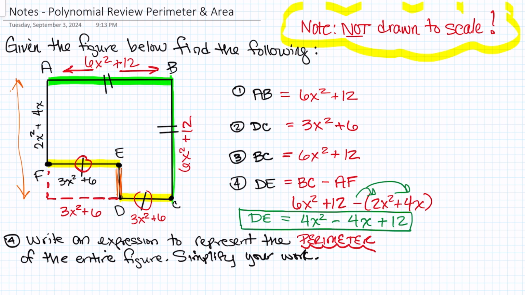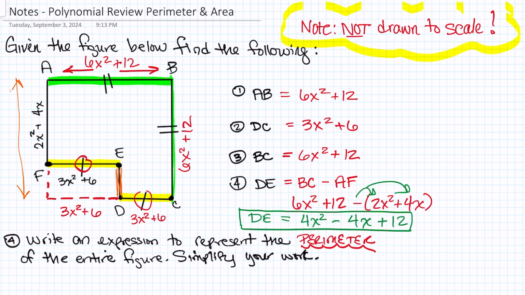Okay, so don't get confused about combining your like terms. Remember, it has to be like terms, so I can't combine anything with the 12 and the 4x. Okay, so now we have all the missing pieces for our puzzle here. And then, so number 4, we're asked to write an expression to represent the perimeter of the entire figure, and then simplify our work. So what simplify our work, that just means we need to combine all the like terms and put them all together.